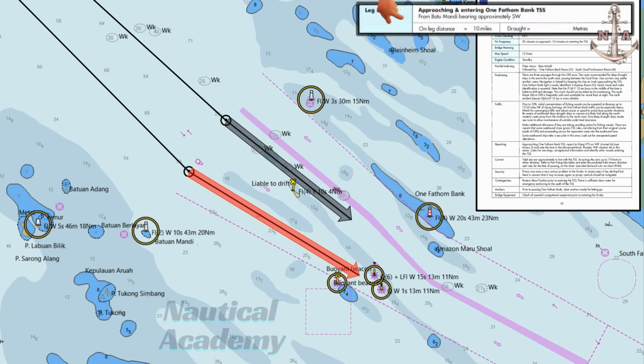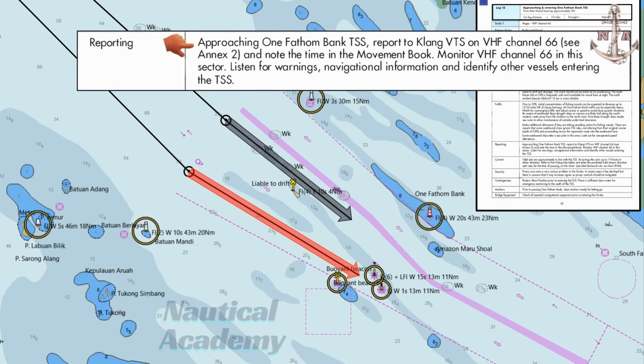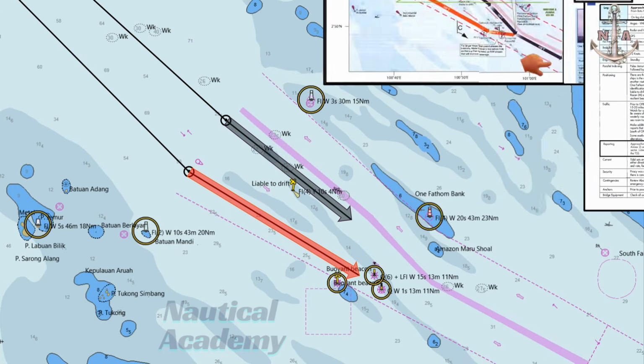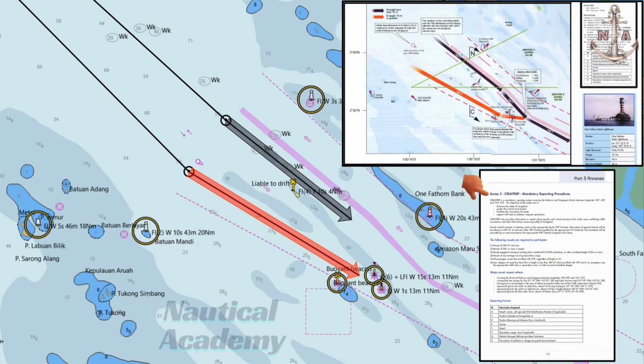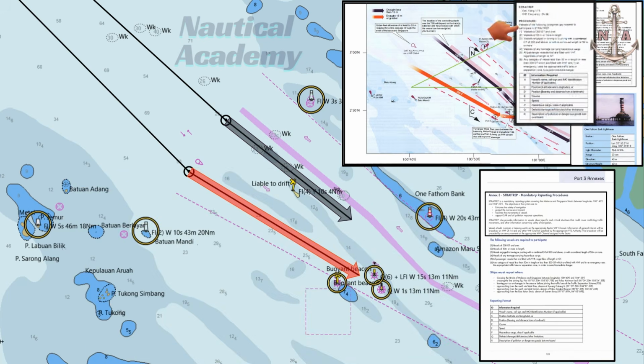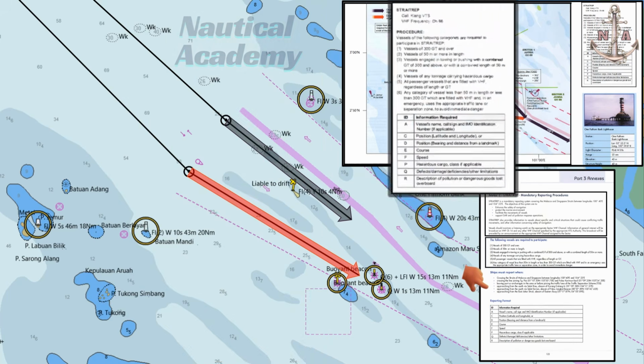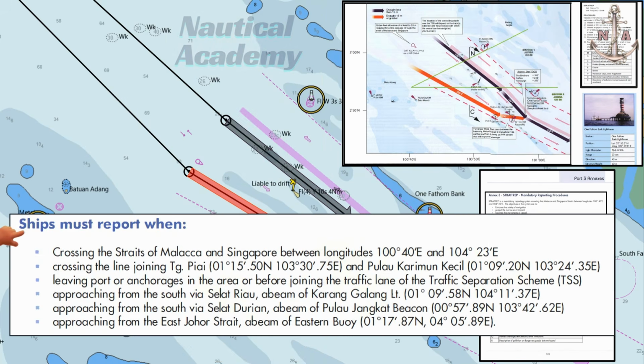Referring to page 30, Leg 1 commences when the bearing of Batu Mandi is approximately southwest. This region is covered by a mandatory reporting system. The details can be found in the diagram and in Annex 3 of the publication. It is stated here that STRAITREP is a mandatory reporting system covering the Malacca and Singapore Straits between the specified longitudes. Vessels that fall under these categories are required to participate, and the information to be transmitted is clearly outlined. These details are also stated in Annex 3 of this publication. The guidelines indicating when vessels must report are also provided.